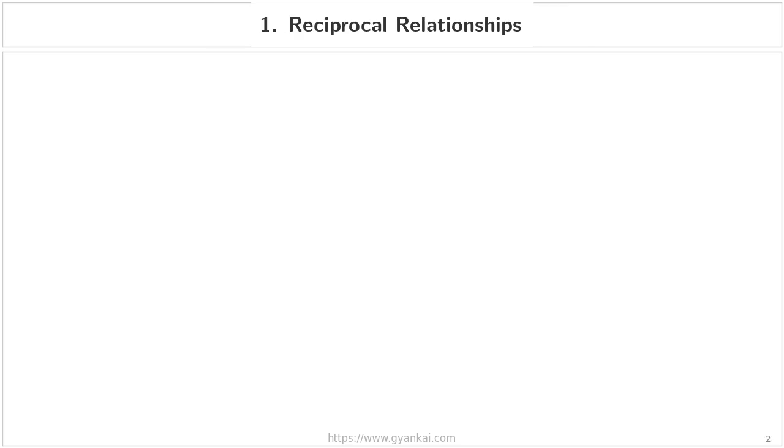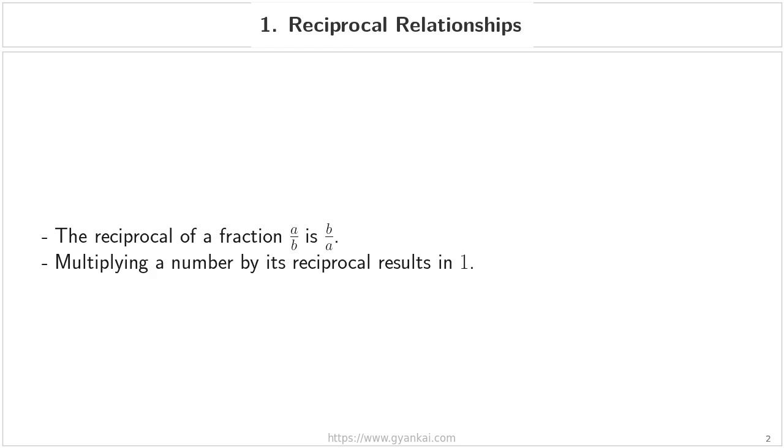1. Reciprocal relationships. First, remember that the reciprocal of a fraction, where a is over b, is simply b over a. You're essentially just flipping the fraction upside down. A key property to keep in mind is that if you multiply any number by its reciprocal, the result will always be 1. This is a very useful property when we start simplifying trigonometric identities later on.